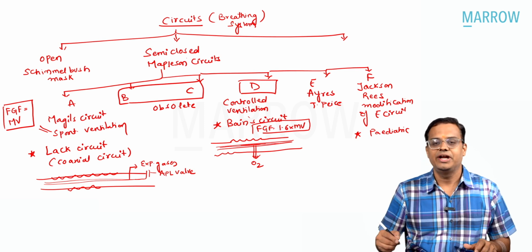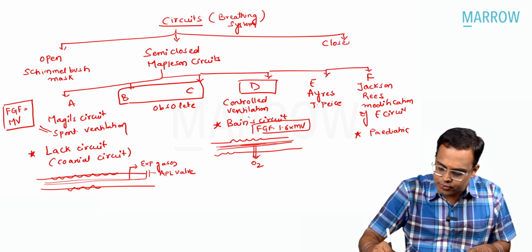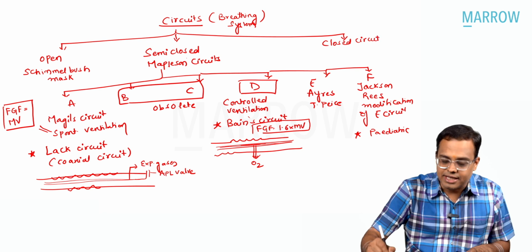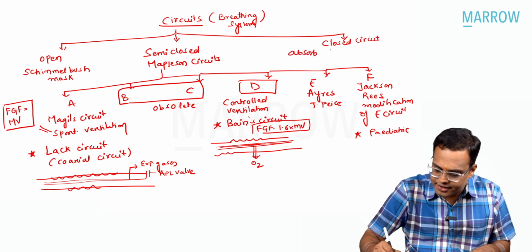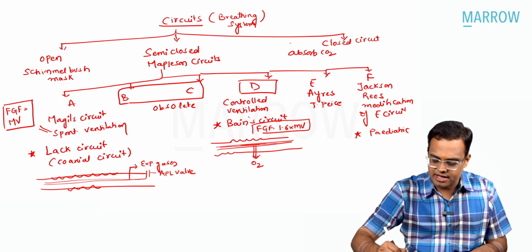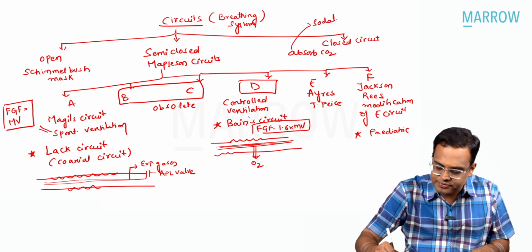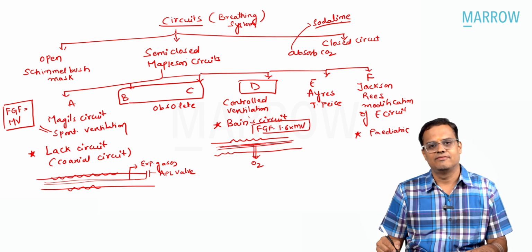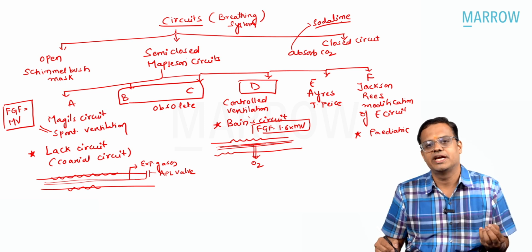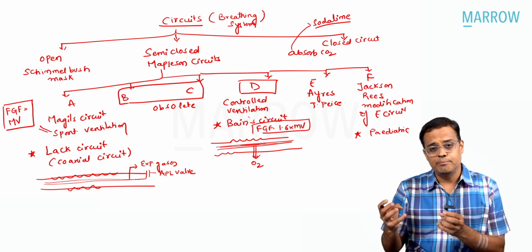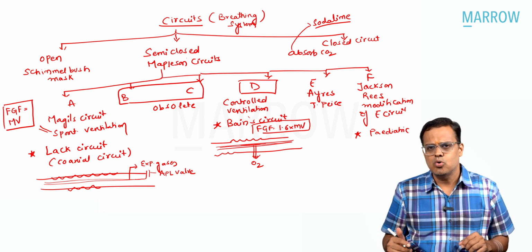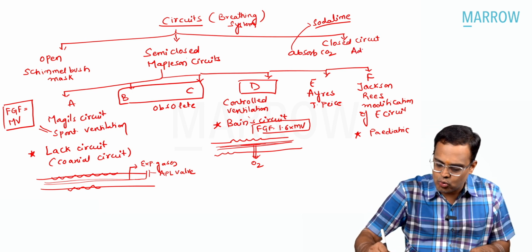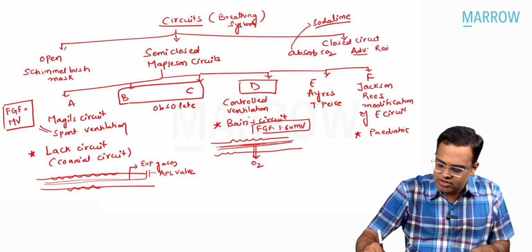Right. Now, the third kind of circuit is called the closed circuit. Closed circuit means this circuit has a provision to absorb carbon dioxide. How can it absorb carbon dioxide? By using soda lime. Soda lime is a chemical which contains calcium hydroxide, sodium hydroxide and potassium hydroxide, and based on this chemical, it will absorb the carbon dioxide. The biggest advantage of the closed circuit is you can reduce the fresh gas flows.